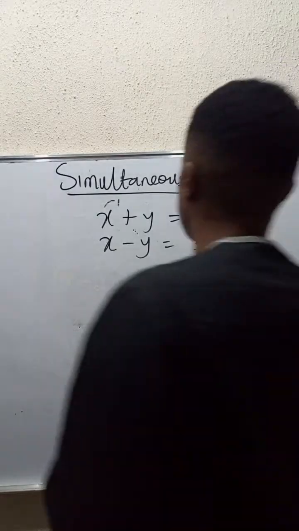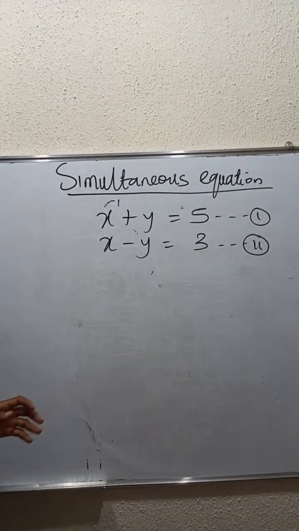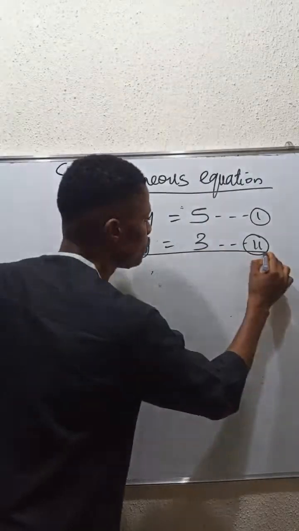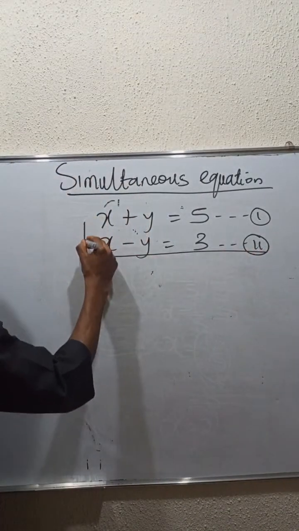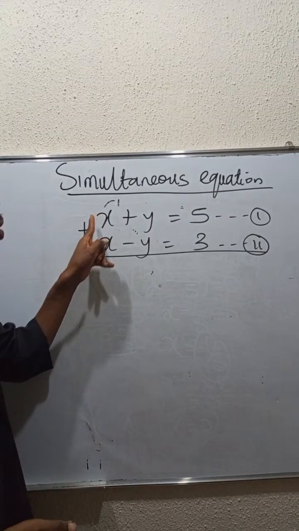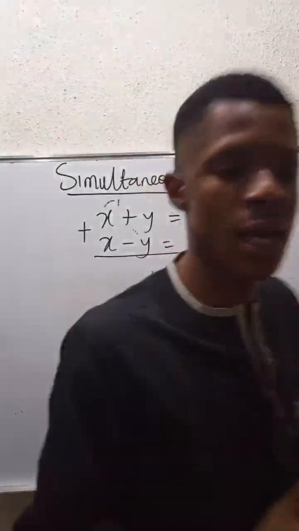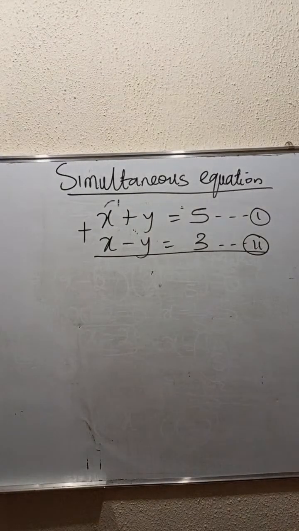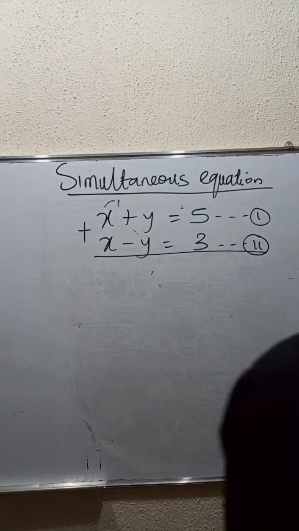To solve this is very simple. I will just add these two equations. If I add these two equations, what do I get? What is x plus x? Let's know the answer in the comments. Correct, x plus x is 2x.